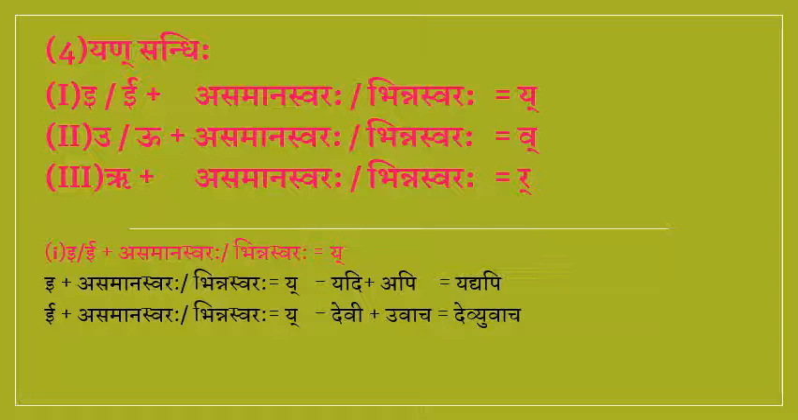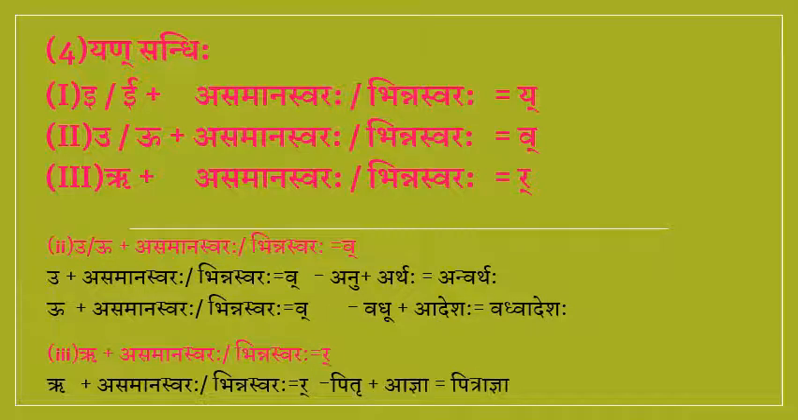Another combination in the same rule: devi plus uvacha becomes devyuvacha. Now see, the left side is e, and on the right side a vowel other than e, here u, came. It can be any other vowel. One more thing: the left side keeps changing, and the right side is a dissimilar vowel. That is very important. Now we will move on to the next combination.